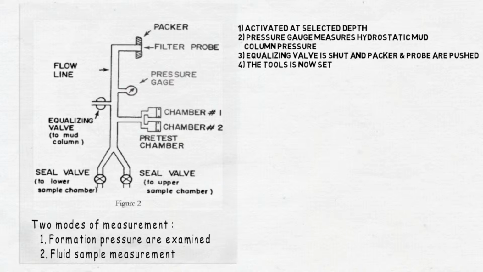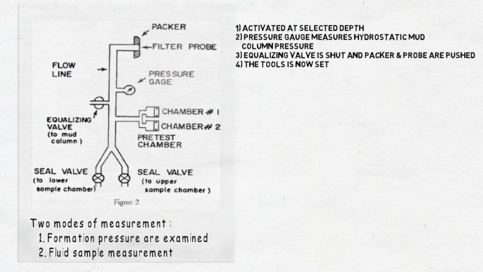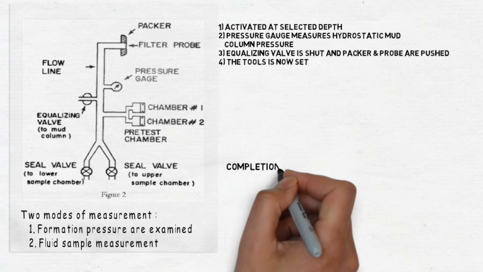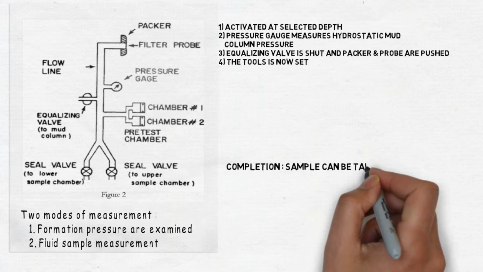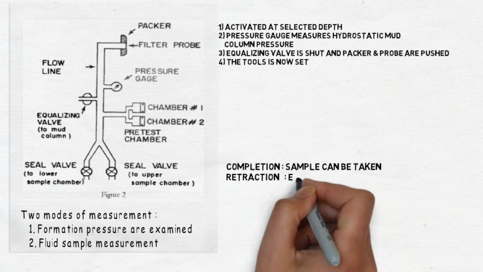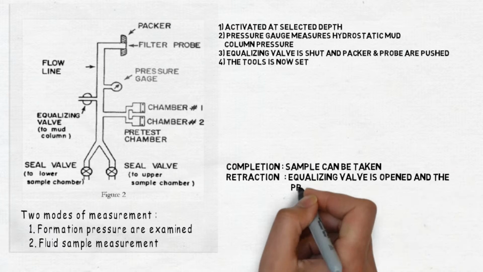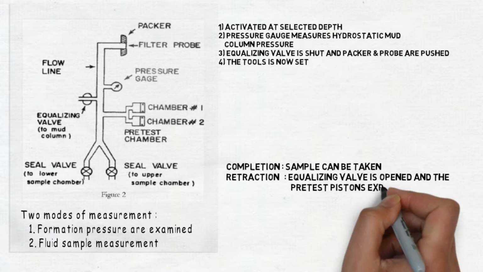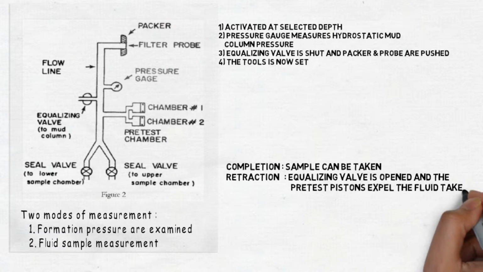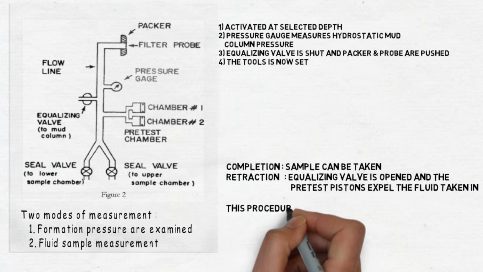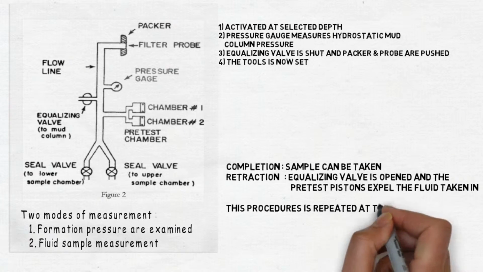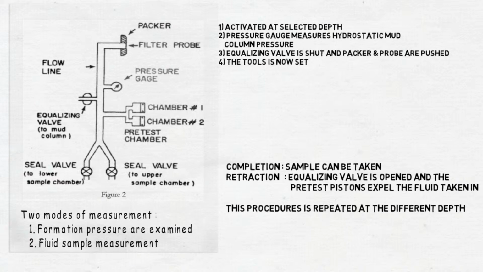The pretests are done sequentially, with a small volume of fluid drawn into chamber 1 over about 15 seconds, followed by a similar volume flowing into chamber 2 at a higher flow rate. Upon completion of the pretest, a sample can be taken or the tool can be retracted. During retraction, the equalizing valve is opened and the pretest piston expels the fluid taken in. The tool is now ready for the next test depth. Different vendors may use variations of this design that incorporate a single pretest chamber of fixed or variable volume.